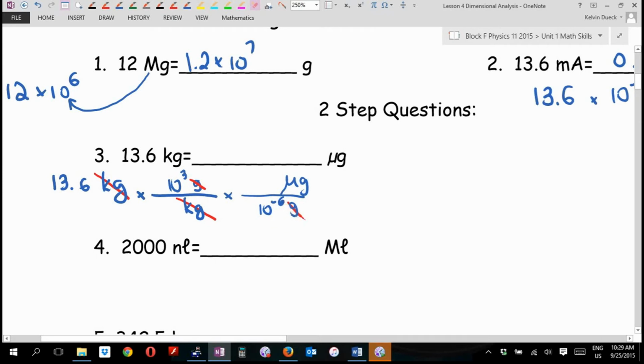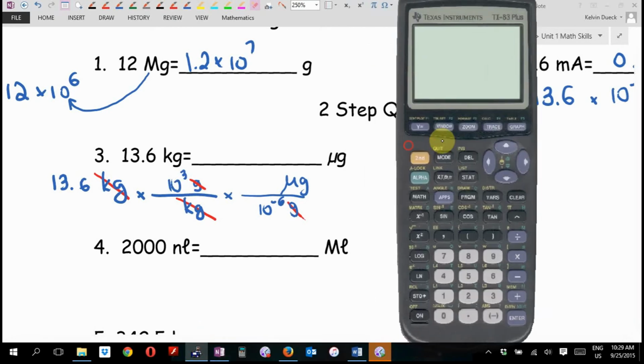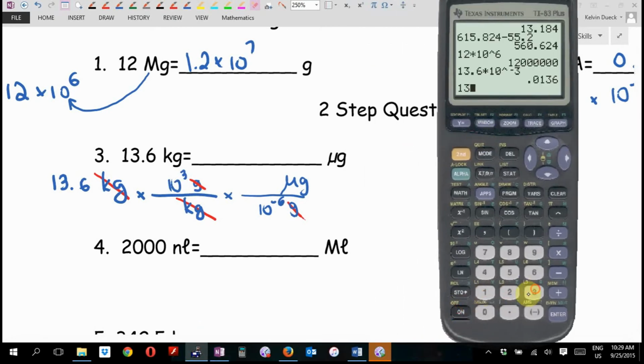So our trick is going to be write down what they gave me. I think that's a great way to start. Cancel the first unit by putting it on the bottom, and then the rule for the rest is always replace the metric prefix with the number in front of the base unit. Let's type this in first of all. It's going to be 13.6 times 10 to the third divided by 10 to the negative 6.